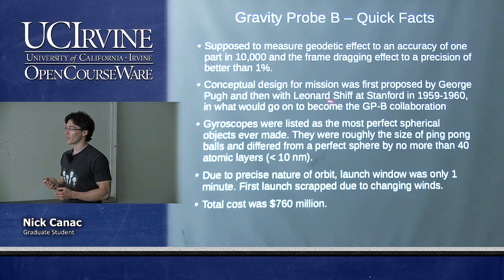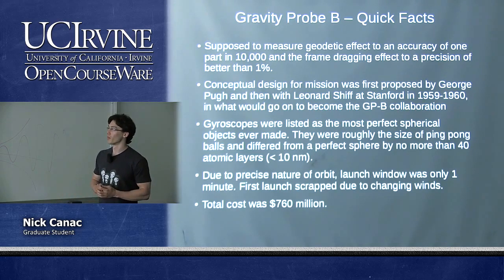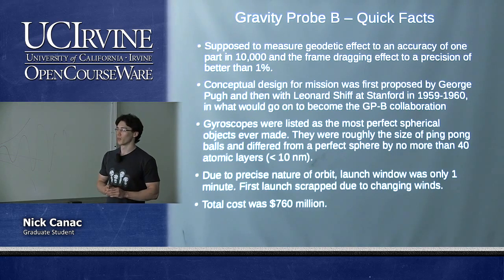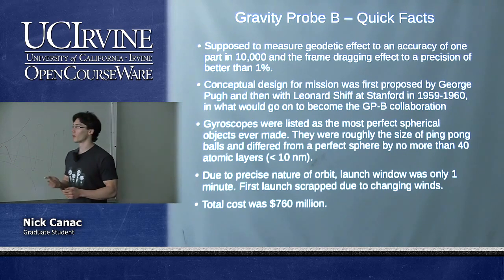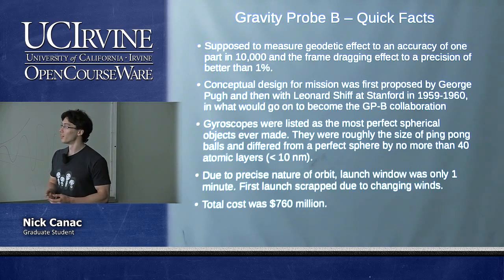The conceptual design for it was actually first proposed back in 1959, and then more work was started in 1960 at Stanford, and that's what would go on to become the Gravity Probe B collaboration. So just keep that date in mind when I talk about when it actually finished running.